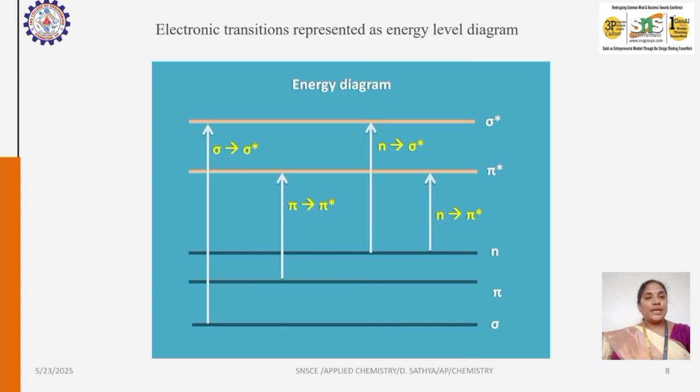This is the electronic transition energy level diagram. The 4 transitions are explained in this figure. The sigma electrons jump into the first higher level, sigma star, and in the same way the pi electrons jump into the pi star level, and the non-bonding orbital electrons jump into the higher level. That means sigma star and pi star orbitals.